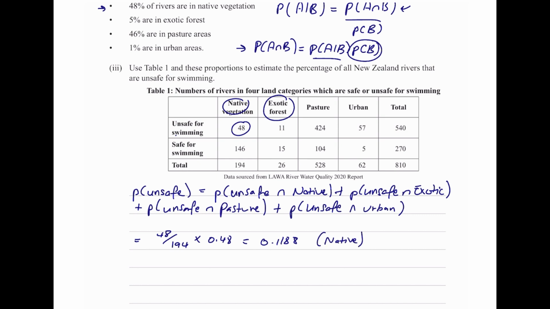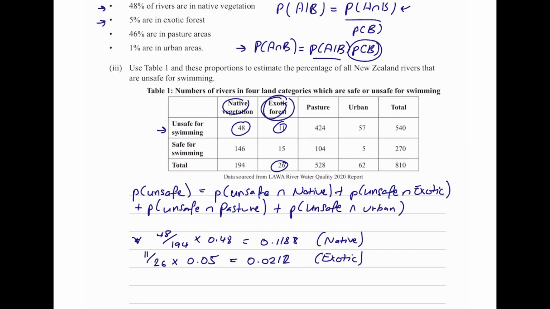So what about for exotic? Well, exotic is going to be the same thing. So given that it's exotic, what's the probability that it's unsafe? So we're looking at 26 rivers. How many are unsafe? 11. So 11 out of 26 multiplied by the actual exotic land area, which is 5%, which is 0.05. So what does that equal? Well, that's 11 over 26 multiplied by 0.05. We'll get 0.0212, sorry. That's for exotic.